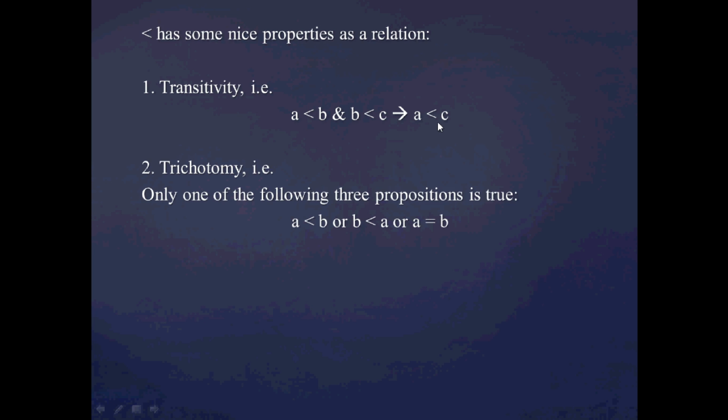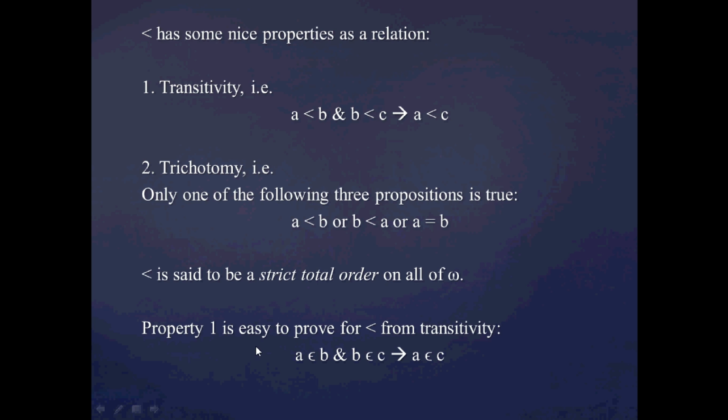Now, this less than relation has some very nice properties. Firstly, it has the transitive property. That is that if I say that A is less than B and B is less than C, then it follows that A is less than C. And hopefully that's pretty intuitive. Another nice property is called trichotomy. That is that only one of the following three propositions is true: either A is less than B, or B is less than A, or A is identical to B. And in terms of the terminology, we say that the less than relation is said to be a strict total order on all of omega.